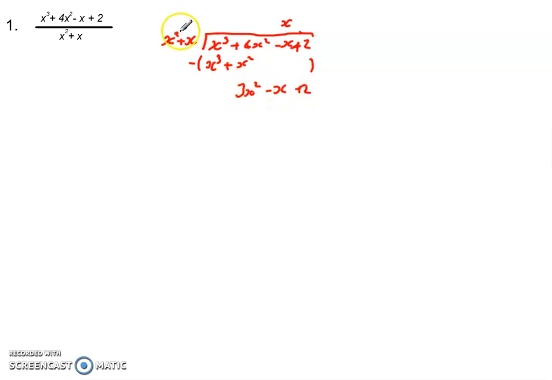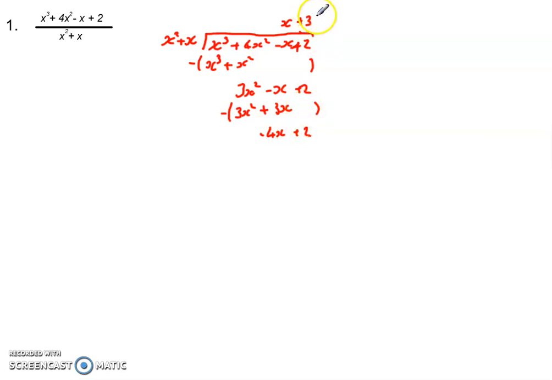Now the highest power here is the same as the highest power there, so we've got to go one more step to get rid of it, and it's the same steps. x squared into 3x squared gives me plus 3 there. Then go back and multiply the whole thing by it, and I get 3x squared plus 3x. And I do the same thing, subtract them. 3x squareds disappear, minus x take away 3x gives me minus 4x, and then I've got plus 2.